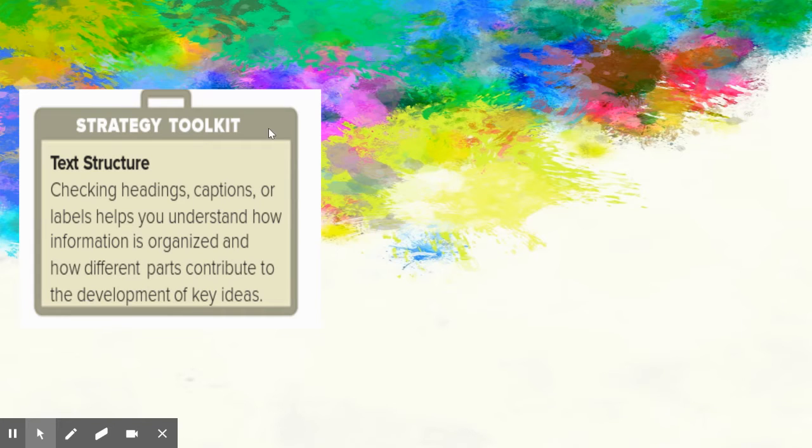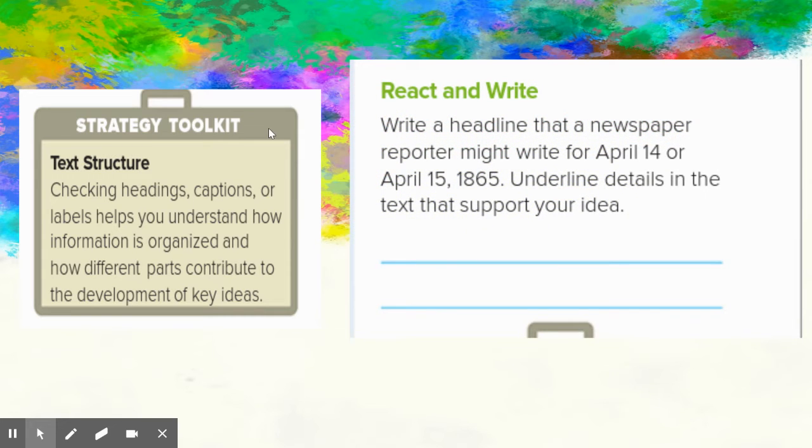And then text structure, it tells you what these are. Check headings, captions, labels, anything like that will help you answer any type of questions or get a better understanding. And then the question here says, write a headline that a newspaper reporter might write for April 14th or 15th. And then it asks you to underline details, but unless you have your book with you, you can't do that. So I simply want you to pretend like you are writing a headline to a newspaper. What would that headline say based on the 2 timeline things we read today?